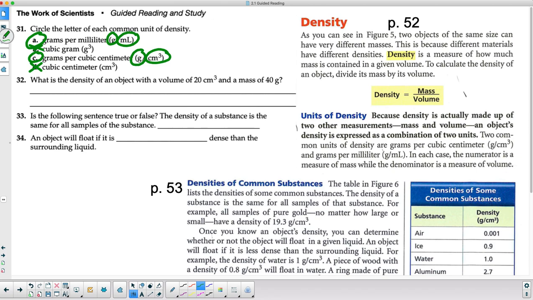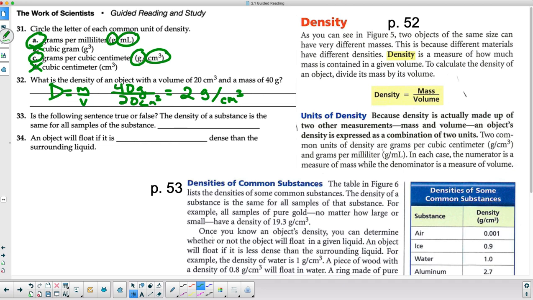Okay, what is the density of an object with a volume of 20 cubic centimeters and 40 grams? Remember, D equals mass divided by volume. 40 grams is the mass, and 20 centimeters cubed is the volume. So that means 40 divided by 20 is just 2 grams per cubic centimeter, like that.